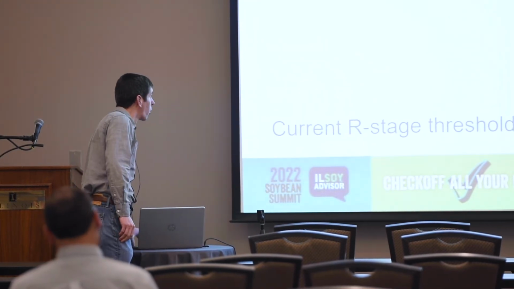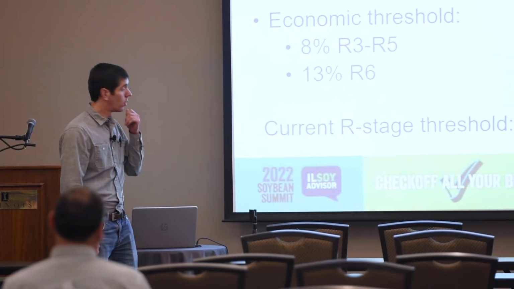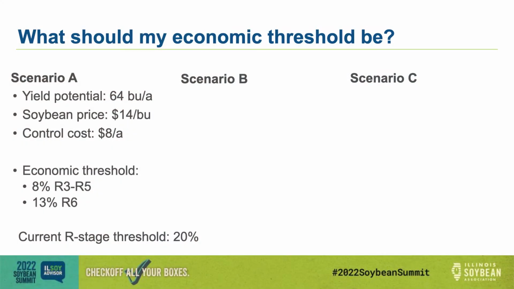And I do come up with a reduced threshold. So if you plug those numbers in, you get about 8% at R3 and R5. It should go up a little bit at R6. That relationship between defoliation and yield loss at R6, most of the seed fill's done. Takes a little more to amount to anything. Bear in mind, this is defoliation. We're not talking about any pod feeding here.